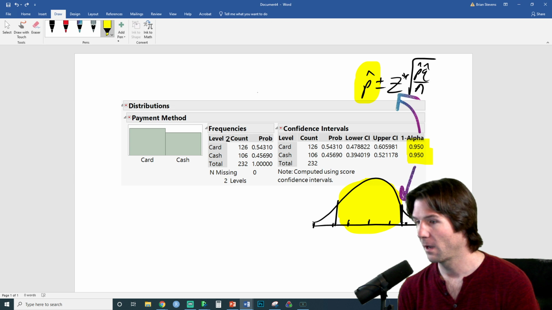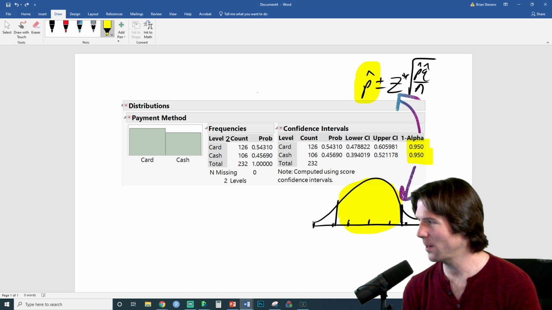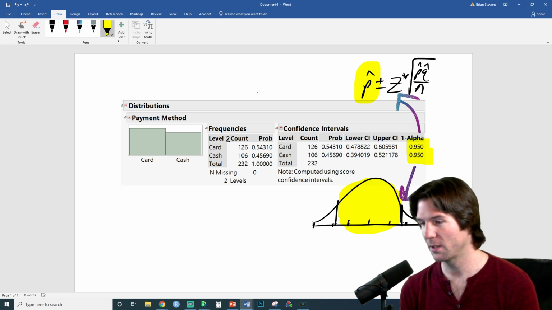Are we given? Yes, you will be given that. Yay. What's up, Abby? You will be given it. And you will be given Z's on the test. You will be given Z's.